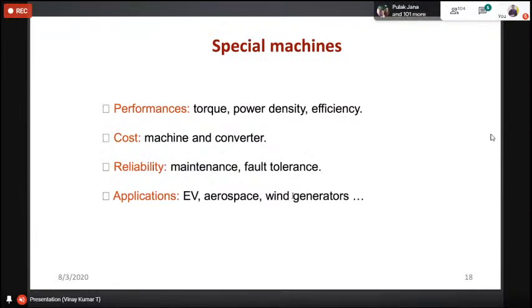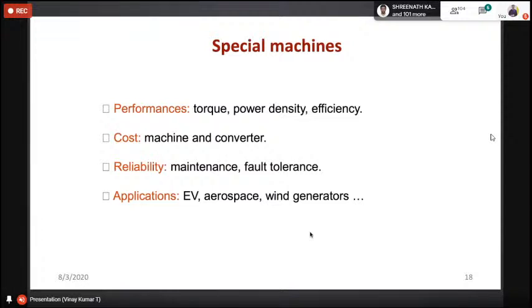By using the next slide, we'll try to understand special machine applications: electric vehicle, aerospace, wind generators. Why are special machines day-to-day applications in electric vehicles, aerospace, and wind generators increasing? The main advantage of these special machines is that the size of the machine is very compact. Weight is also very less, size also very less compared to other machines. Other conventional machines are very bulky.